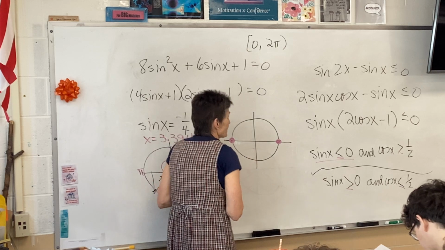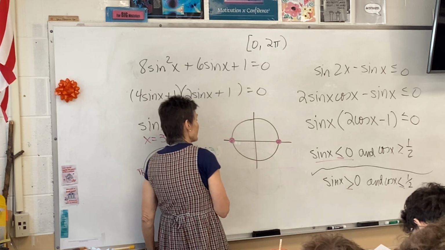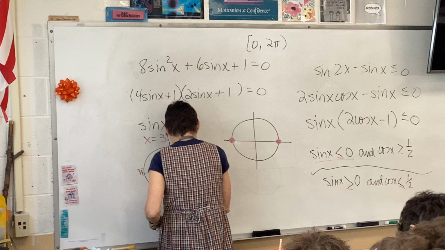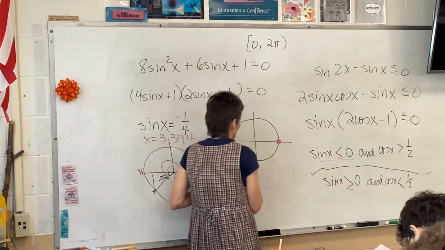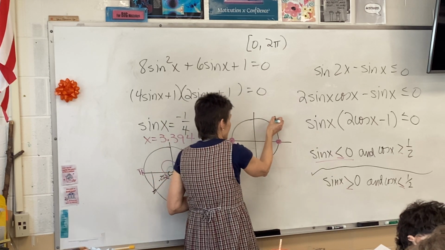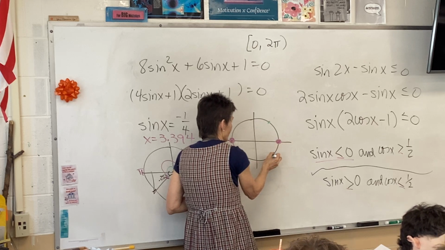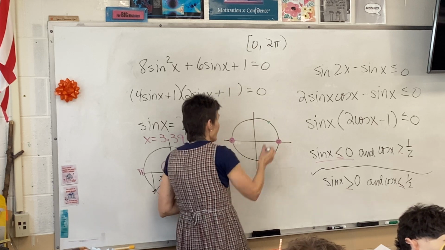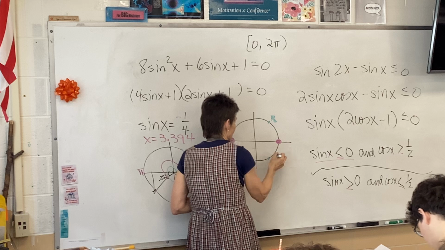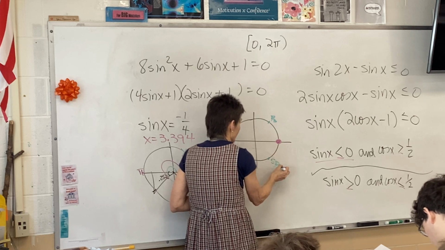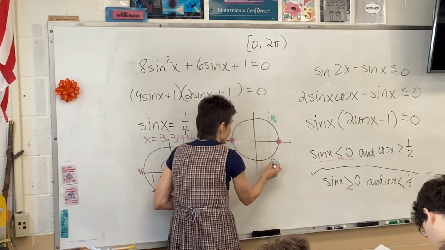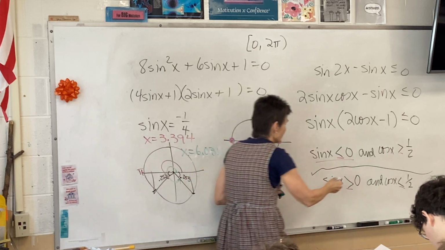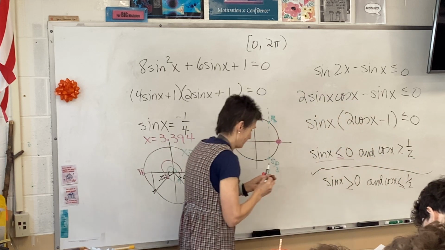Where is the cosine exactly 1/2? Well, it would be here or here. Is that pi over 3? Or then pi. So here's where the cosine is exactly 1/2.